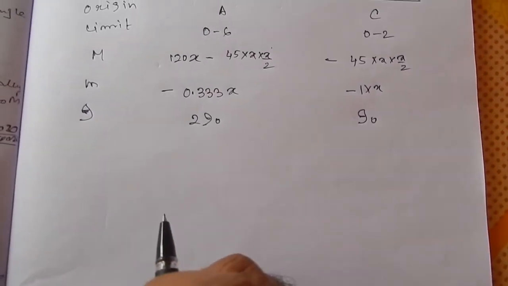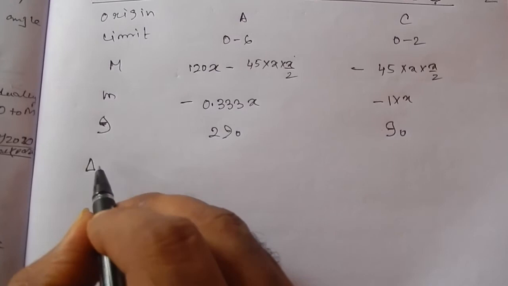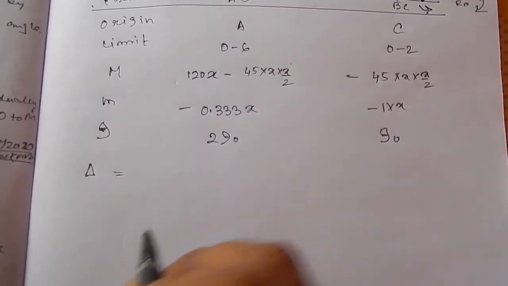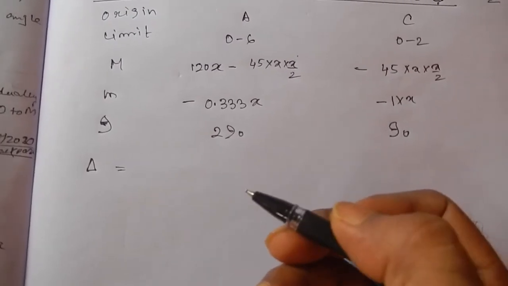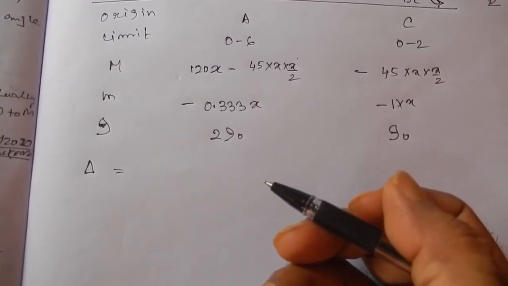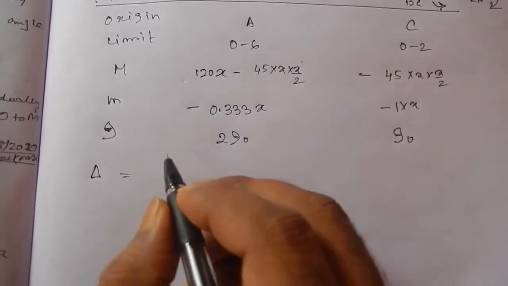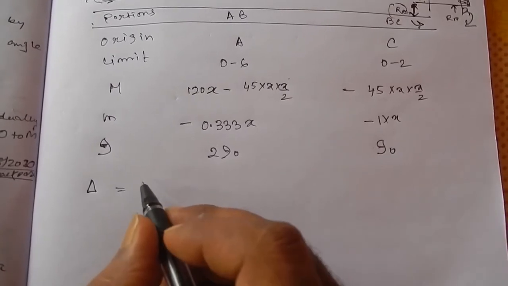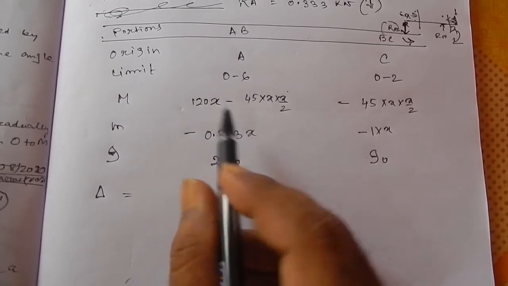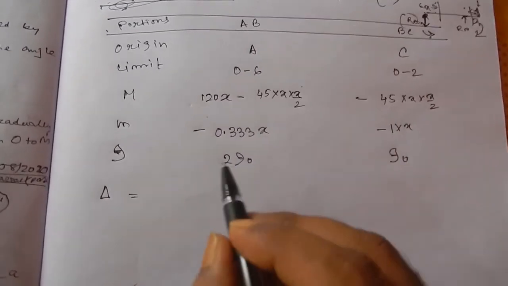So what is the formula we know? That is deflection, if you want to find out, that is equals to summation of capital M small m divided by EI dx. Now as because we are having two different parts, we have to integrate in two different parts, as because the equations and the I values are different.